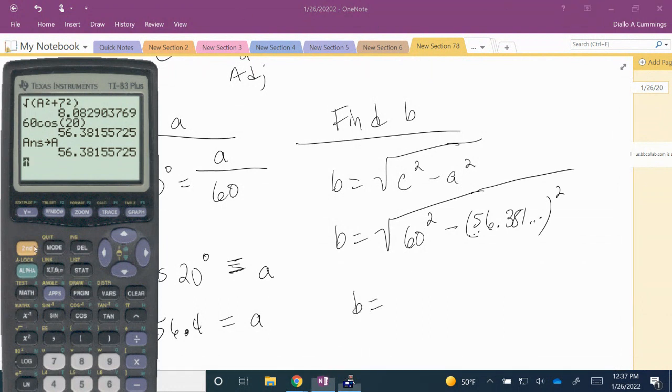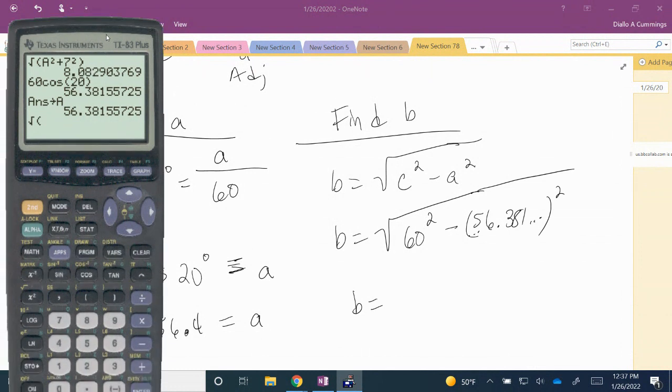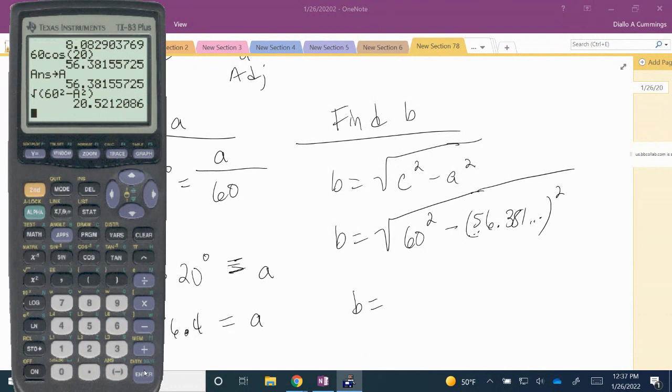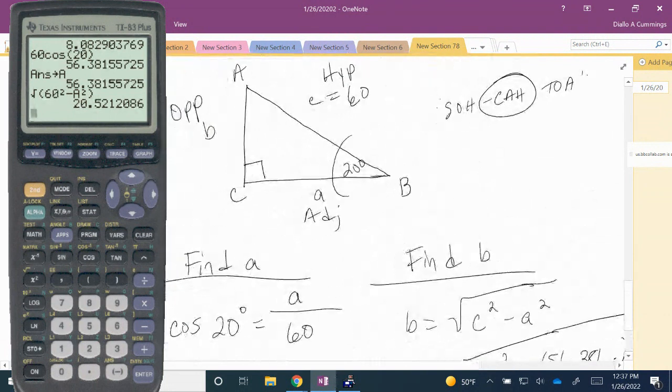So I'm going to put this in the calculator as the square root of 60 squared minus A squared, and we have 20.5 for B. So B is 20.5, A is 56.4.